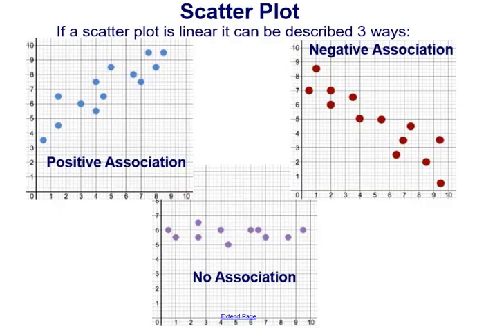And if a scatter plot is linear, it can be described in three ways. It can have a positive association. You can see from left to right, it's almost like you have an increasing line, or a positive slope. A negative association, where, reading from left to right, you have a decreasing line, a negative slope. Or no association, where you have a zero slope. You have almost a horizontal line.